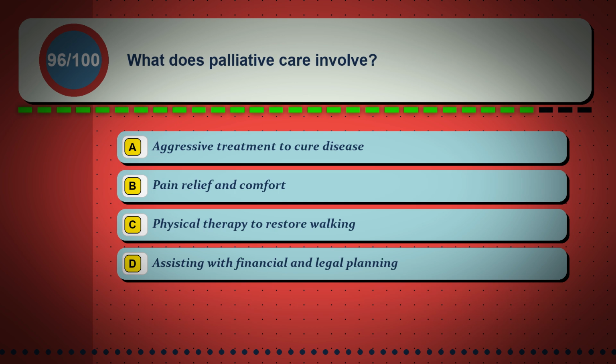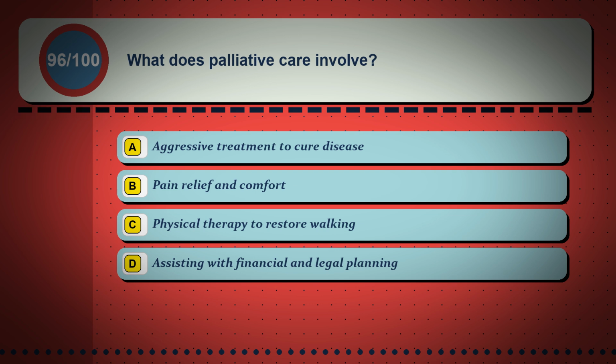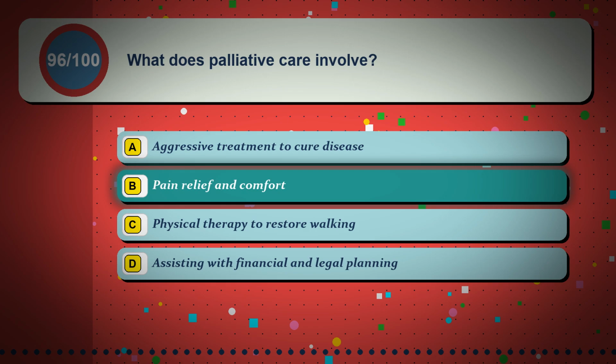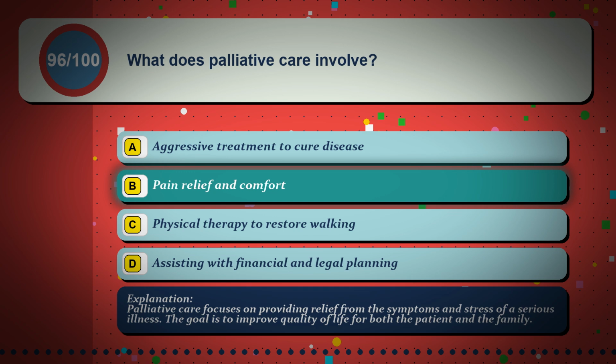Question 96. What does palliative care involve? Option A, aggressive treatment to cure disease. Option B, pain relief and comfort. Option C, physical therapy to restore walking. Option D, assisting with financial and legal planning. The correct answer is option B, pain relief and comfort. Palliative care focuses on providing relief from the symptoms and stress of a serious illness. The goal is to improve quality of life for both the patient and the family.